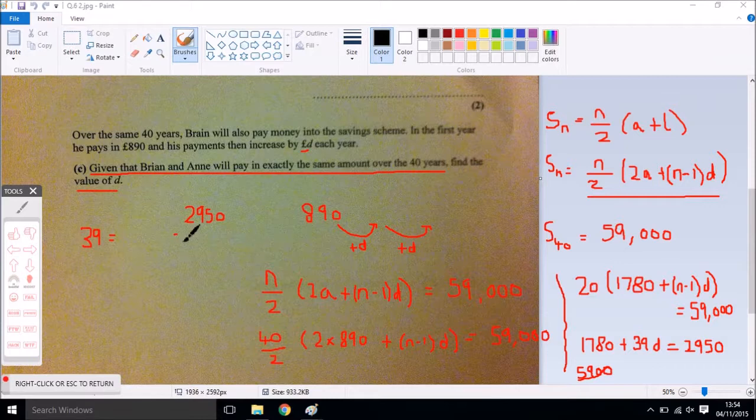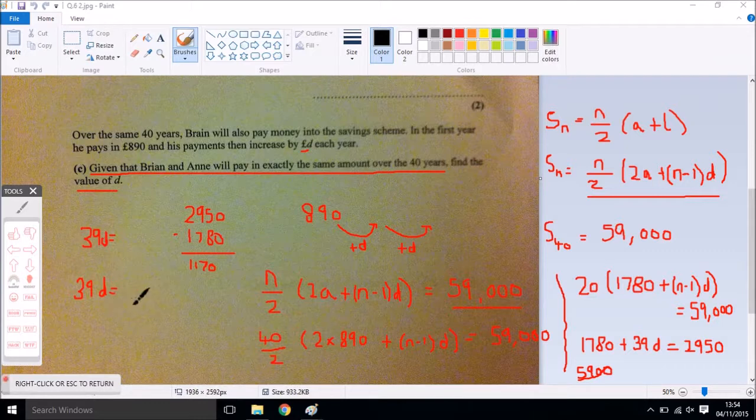So what it would look like is something like this: 2,950 minus 1,780. If you were to use the column method, you're just left with 1,170. Okay, remember this is 39d. All I'm doing is solving that equation. When we plugged in all of those known values, n and a, we know the sum of the first 40 terms is 59,000. So all I'm doing is rearranging it and solving it for d.